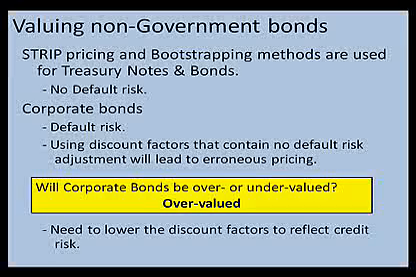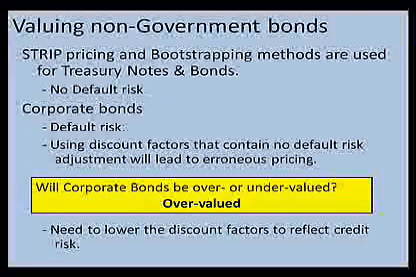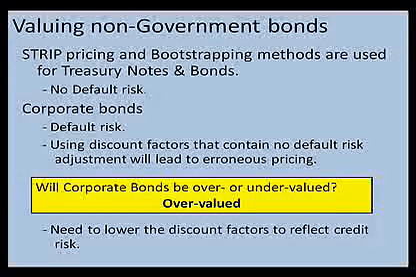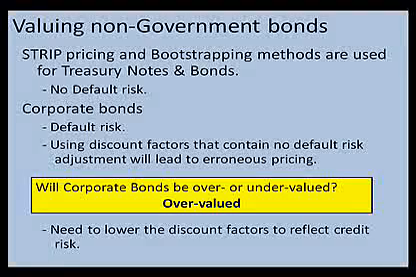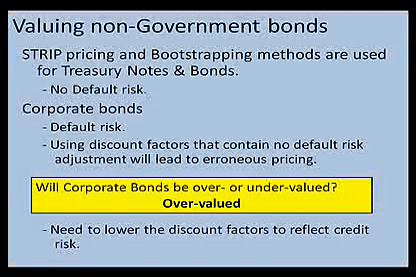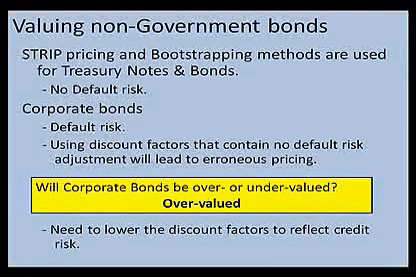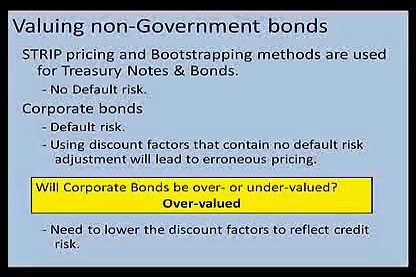How much you lower these discount factors is a complicated problem. We're not going to cover that in this class. If this is something that interests you, the pricing of credit risk, then you should be taking the fixed income class here. That's all I wanted to cover in this video lecture. We have now seen how to price government bonds using strips or using bootstrapping.